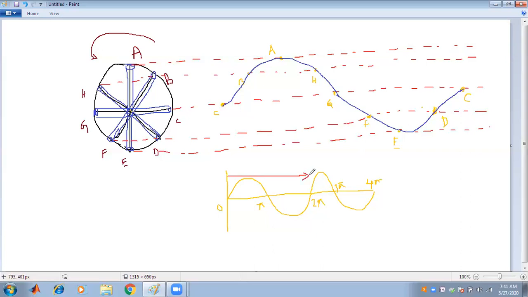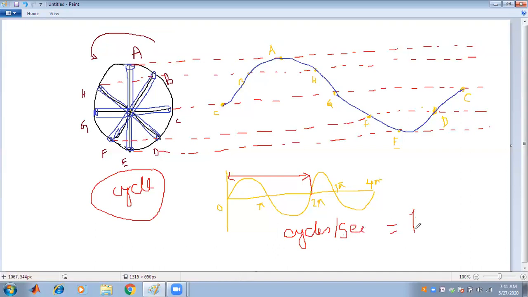this portion is generally known as a cycle. It is known as one cycle. And the number of cycles per second will give the value of frequency. It is known as frequency. It is called cycles per second. It is known as frequency. Say in India, our standard frequency is 50 hertz.